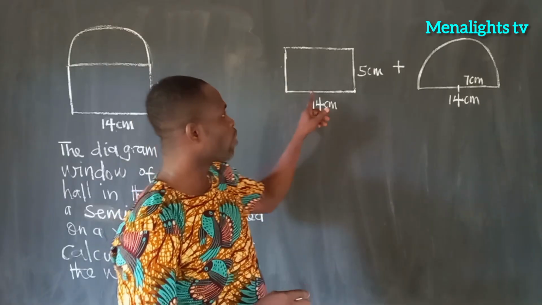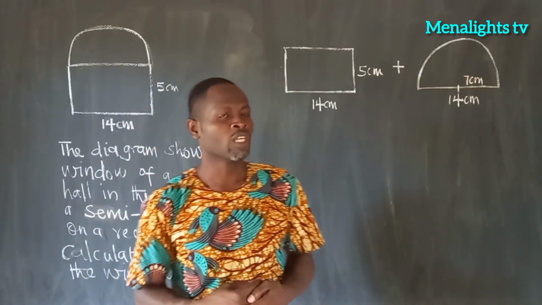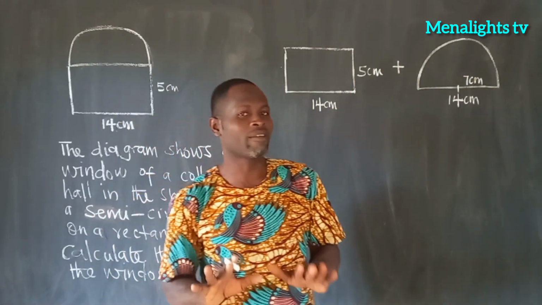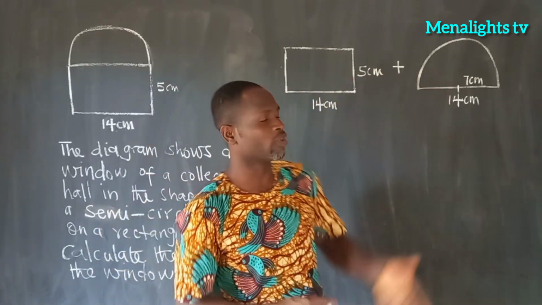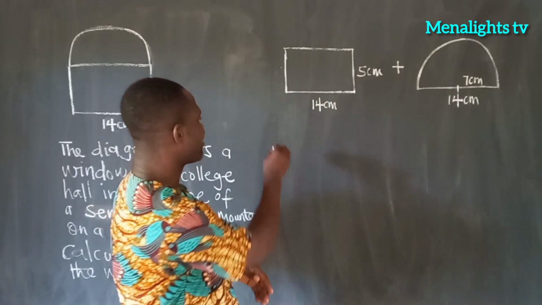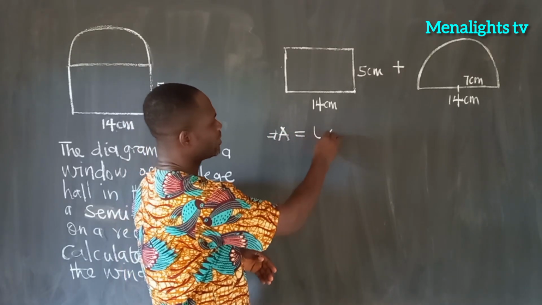The shape involves, one, a rectangle, and then the other one is a semicircle. So for us to find the area of the window, we need to find the area of the rectangle plus the area of the semicircle. So when you come to the rectangle, the area is given as the length times what?